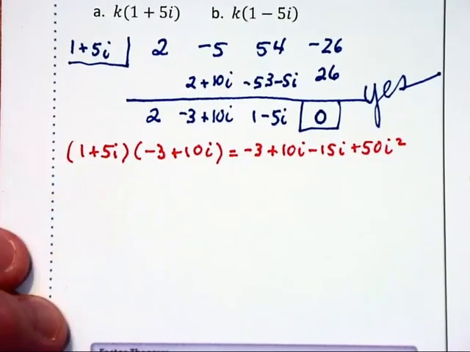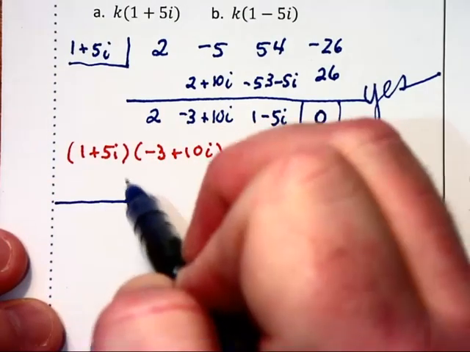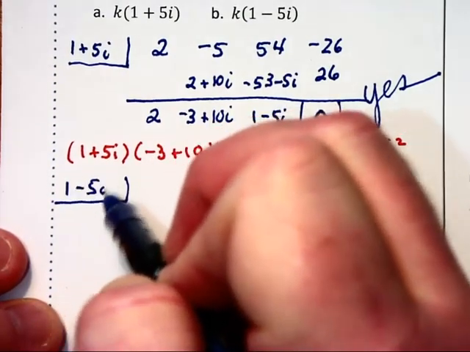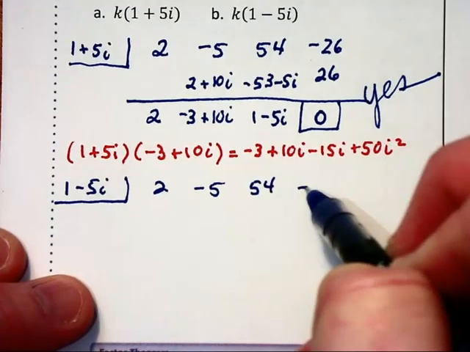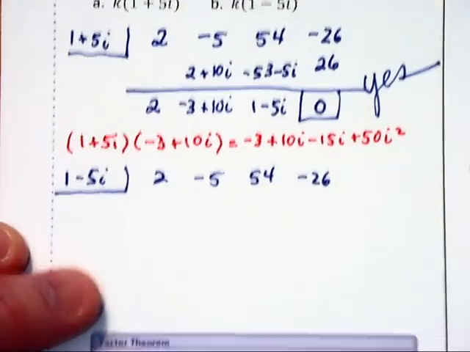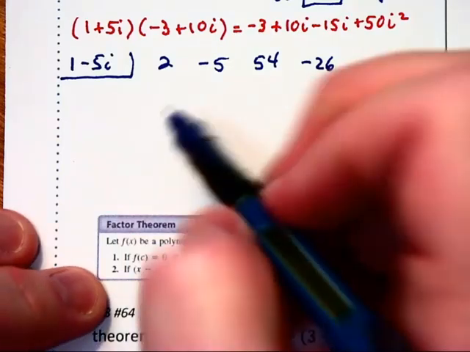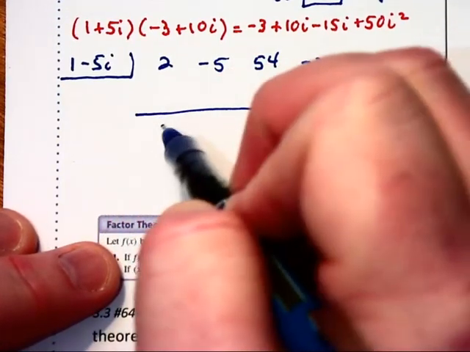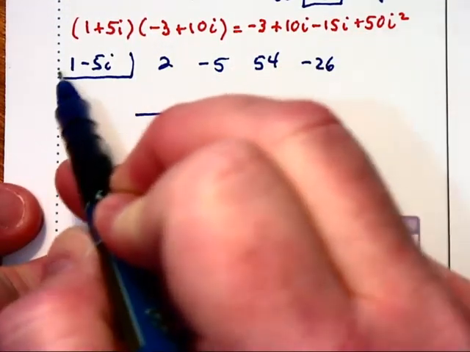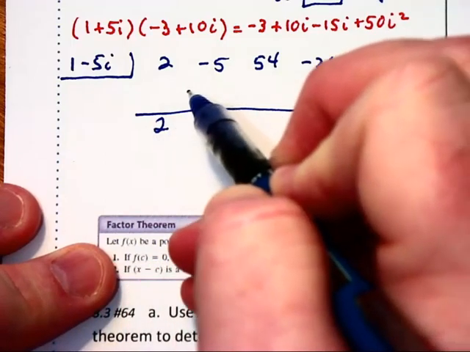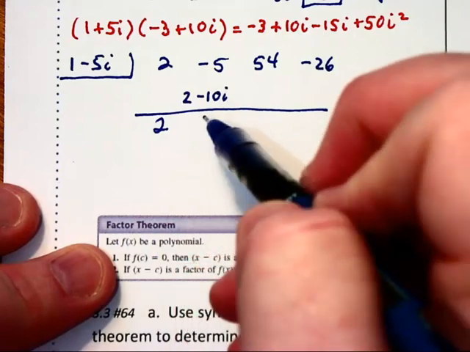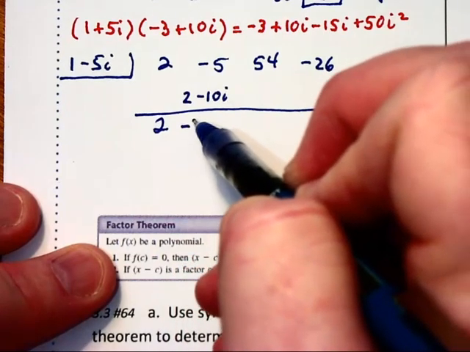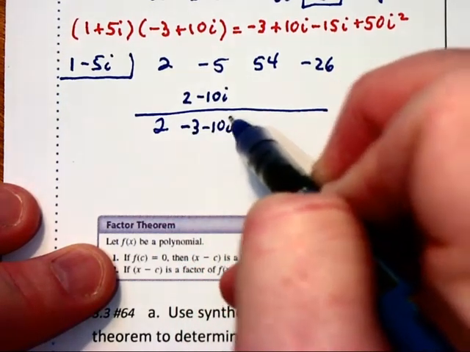Now, let's do the same thing over again, but this time testing for 1 minus 5i. We still have the same polynomial there, and I'm going to slide this up and bring down the first term, which is 2. 1 minus 5i times 2 is 2 minus 10i. Adding down, we're going to have negative 3 minus 10i.